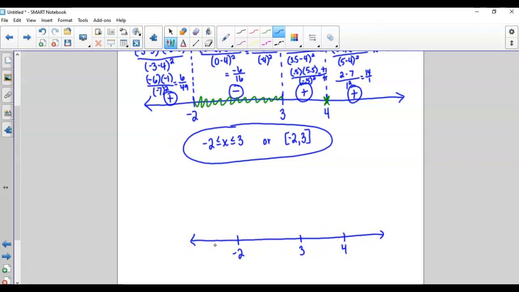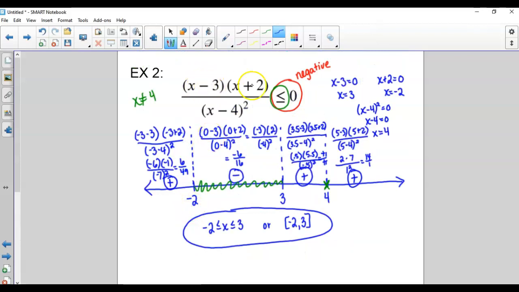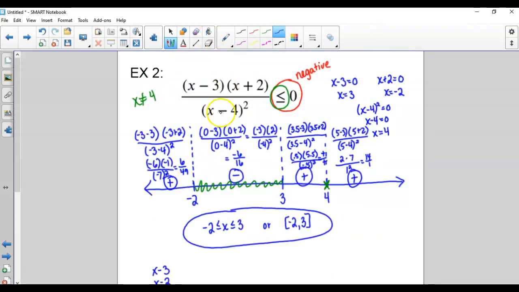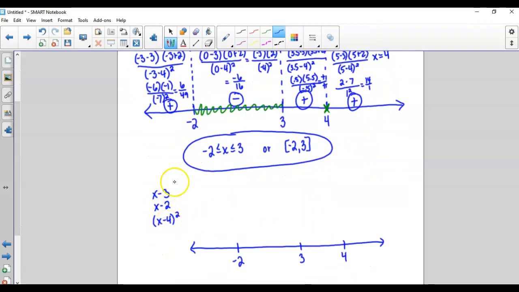And then what I'm going to do is I'm going to list all of my factors here on the side. So I've got x minus 3, x minus 2, and then in the bottom I've got x minus 4 squared. And so I'm listing all of those factors. I could put x minus 4 twice here since it's squared, or I can just list it squared. And I'm going to make myself a chart here.